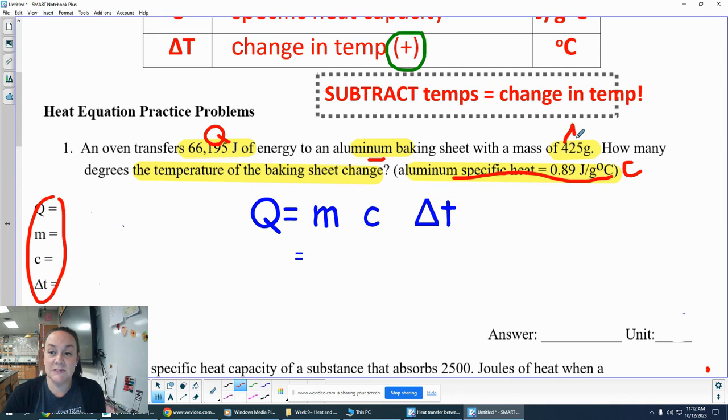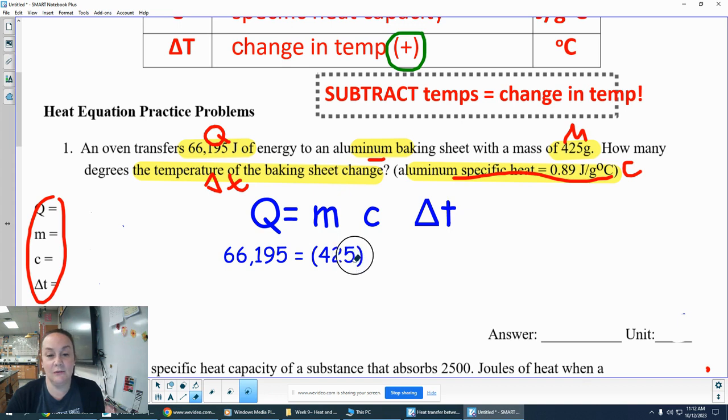425 grams is my mass, and I want to know how many degrees that changes, so that is my delta T. So as you can see, I have 4 variables, and so I'm doing Q is equal to MC delta T. So I'm going to put Q out here is 66,195. My mass is 425. My C value is 0.89, and I'm looking for my delta T.